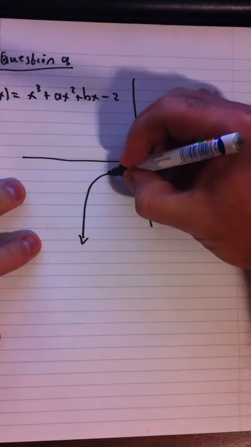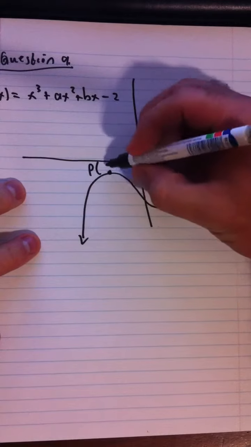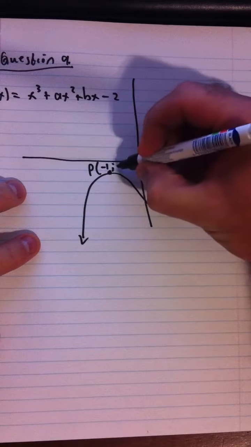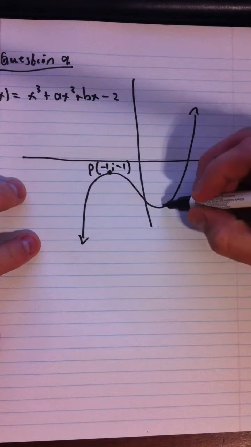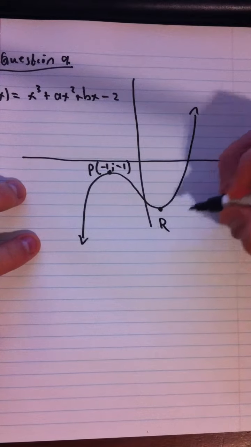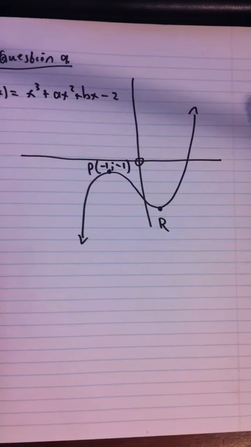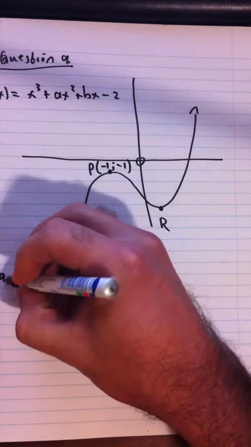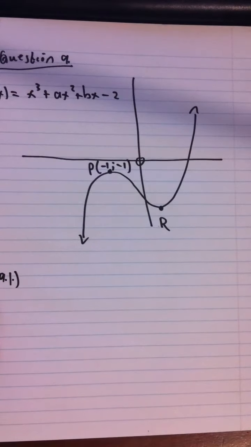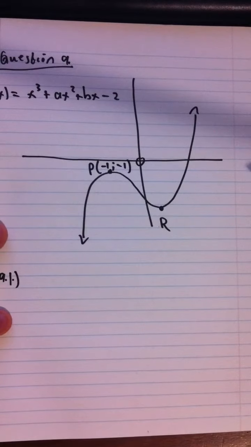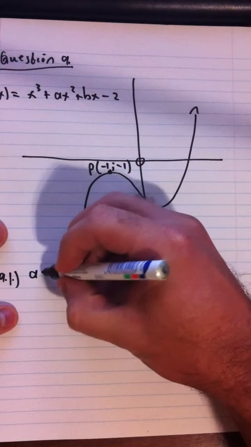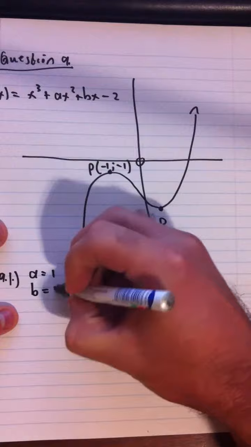We also get told that the point P lies on the curve, and that's negative 1, negative 1. We get told this other point here is R, and this is obviously the origin. Now, question 9.1 asks the following. Show that a equals 1 and that b equals negative 1. So we have to show that a is 1 and that b equals negative 1.